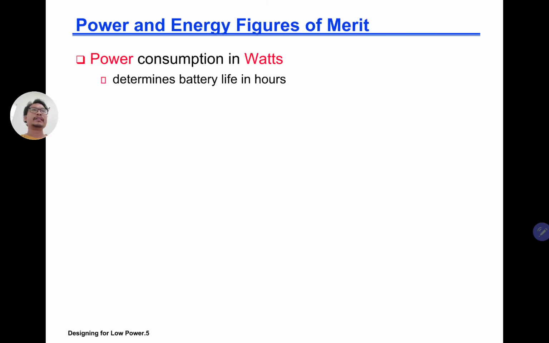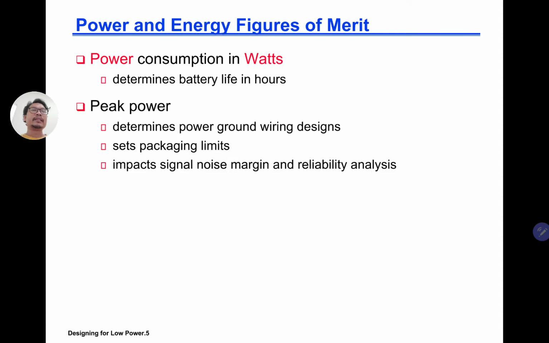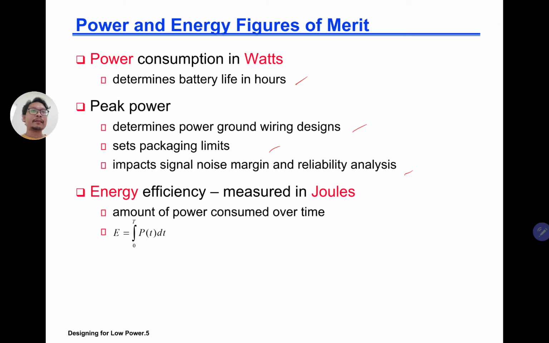Okay, let's look at the power and energy figures of merit. Power consumption in watts determines the battery life in hours. Peak power determines the power and ground wiring design, sets packaging limits, and impacts the signal noise margin and reliability analysis. Energy efficiency is measured in joules, the amount of power consumed over time. So how efficient is your energy consumption?